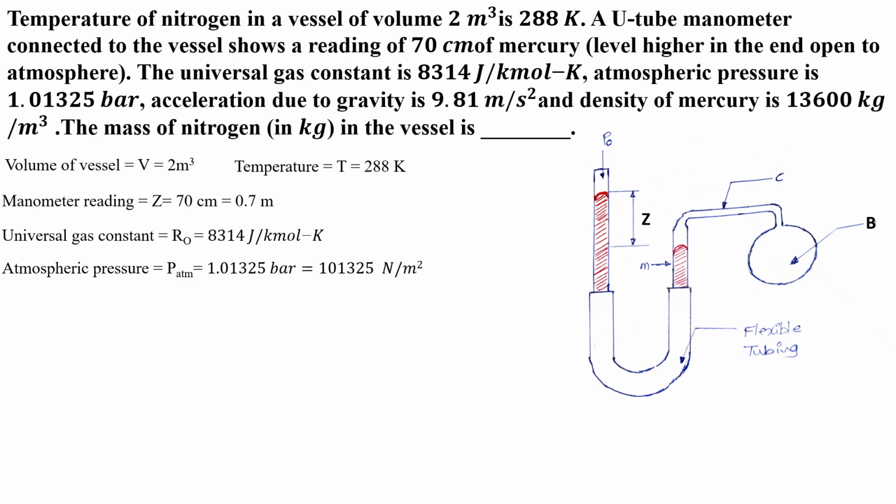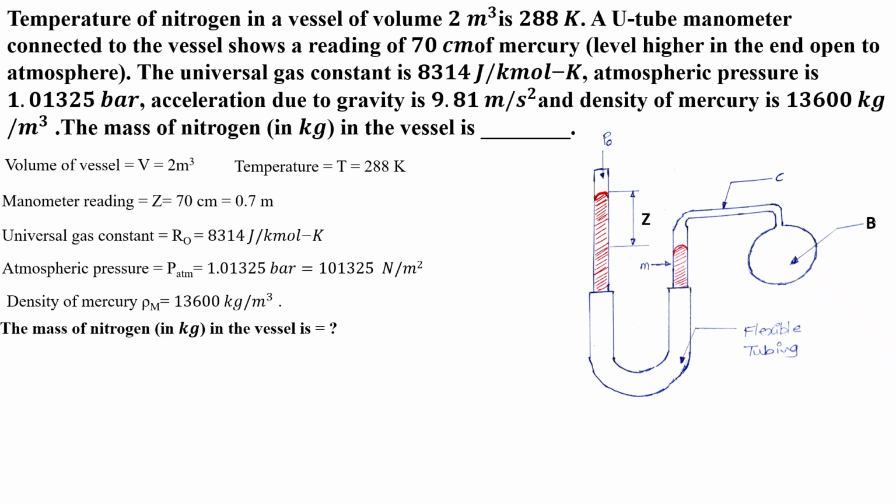And also given is the g value, gravity 9.81 meter per second square, and the density of mercury, let's consider rho m equals 13600 kg per meter cube. Then you have to determine the mass of the nitrogen in the vessel in kg. So you have to determine the m value.